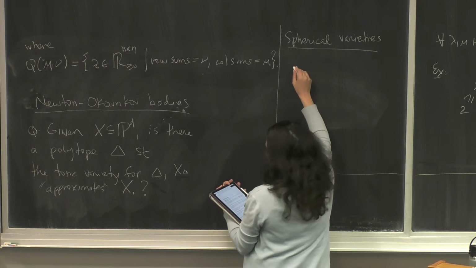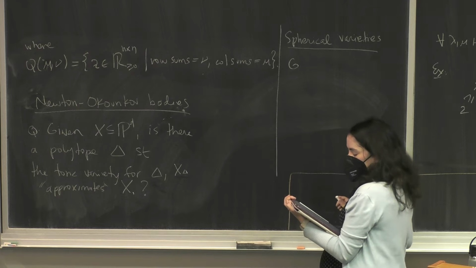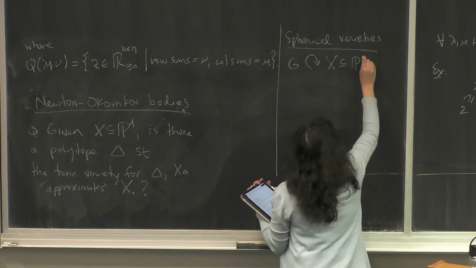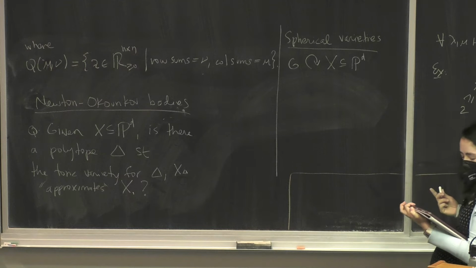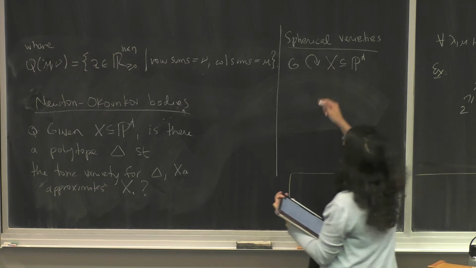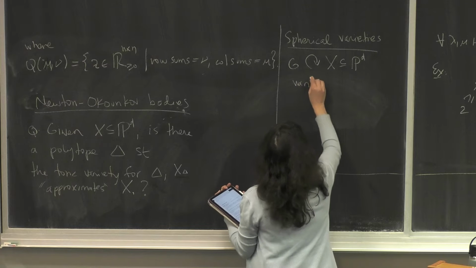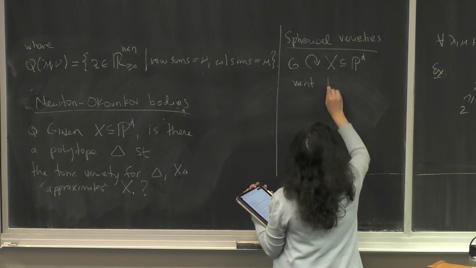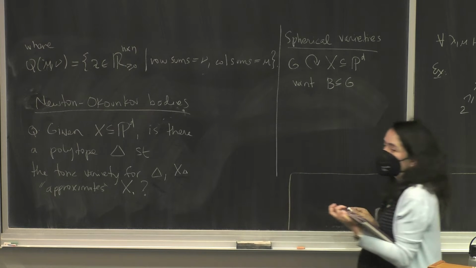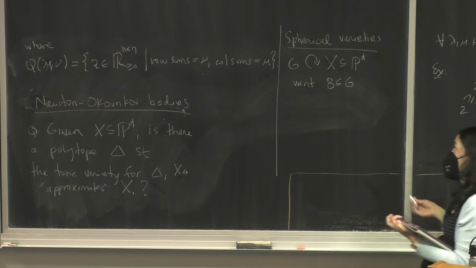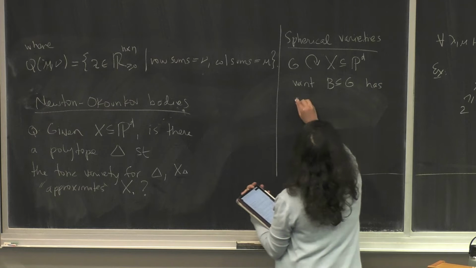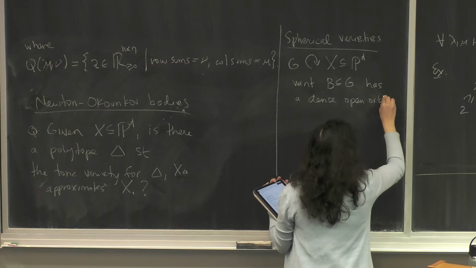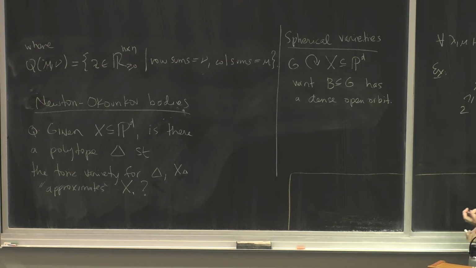So if you have G, a connected reductive algebraic group, acting on a projective variety, where your variety should be normal, for it to be spherical you want that the Borel subgroup B in your G has a dense open orbit. Okay, so that's very briefly what a spherical variety is.